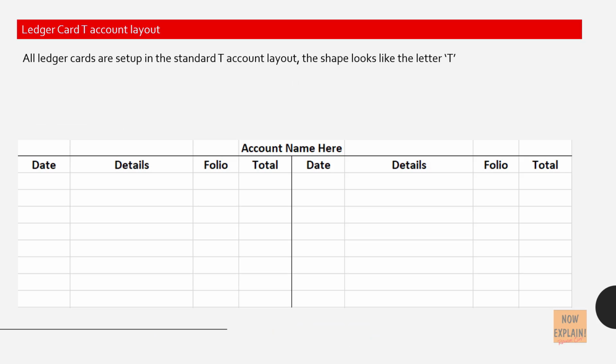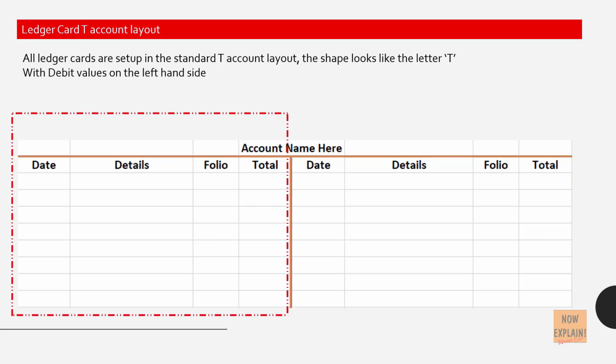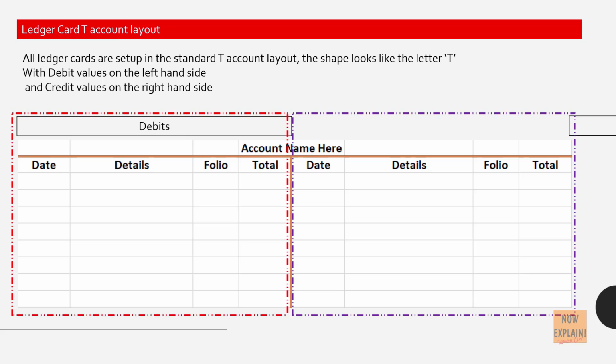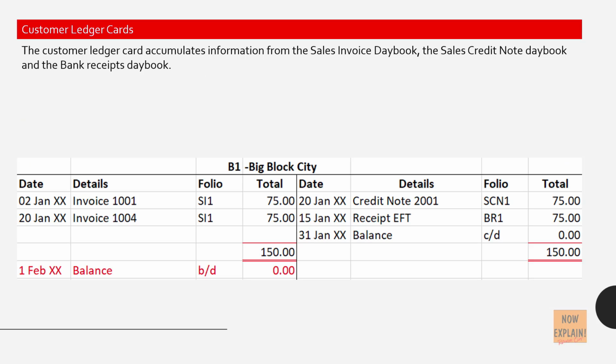All ledger cards are set up in the standard T account layout. The shape looks like the letter T, with debit values on the left hand side and credit values on the right hand side.